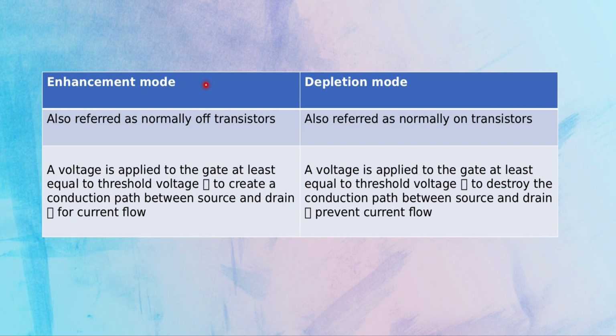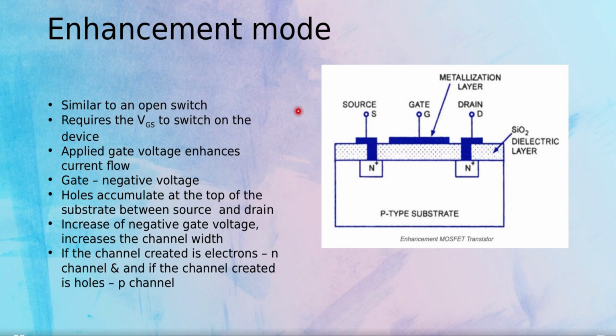Now let's look into the enhancement mode MOSFET. Take a look at this picture while I explain. This is similar to an open switch, and it requires a gate source voltage in order to switch on the device. Here the applied gate voltage enhances the current flow, whereas in depletion mode the applied gate voltage will prevent the current flow. Now when I apply a negative gate voltage, what happens? It's a negative potential over here which attracts the positive holes in the p-type substrate and creates a p-type channel between the source and the drain. So the holes accumulate at the top, creating a new channel.